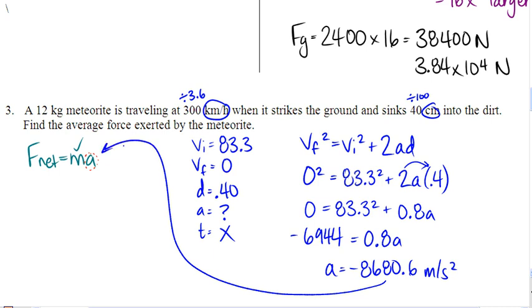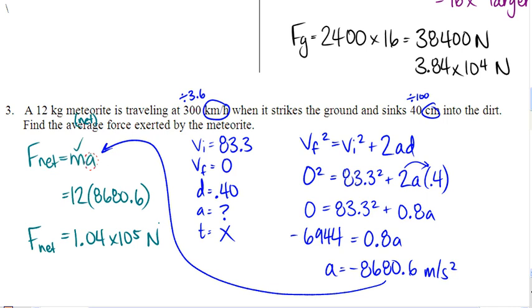So now if we steal that number and plug it into Fnet equals ma, 12 kilograms multiplied by that acceleration, you can have it as a positive or a negative. It's not really going to matter. Throw those in your calculator. You're going to get a net force. When you see average, think net. Should mention that as well. You're going to get a net force of 1.04 times 10 to the 5 newtons. Big number, but we slowed that thing down really, really fast.